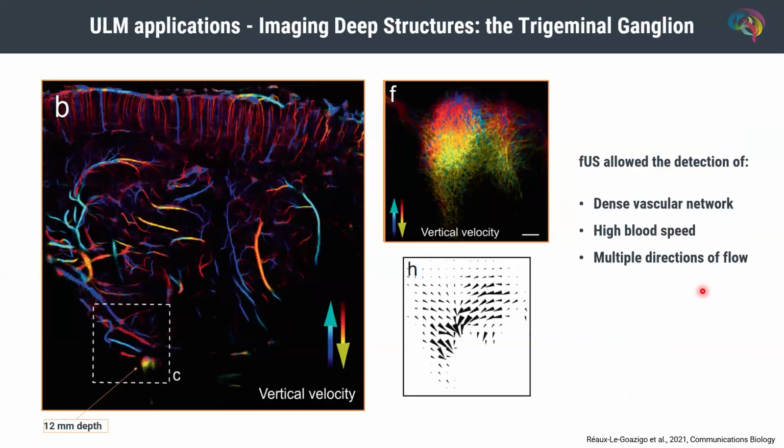Another example is this recent publication in which researchers imaged the trigeminal ganglion, which is a small and deeply located structure, in this case of a rat at 12 millimeters of depth. And because of this, prior to this study, the trigeminal ganglion microvasculature was only described ex vivo. While here the authors, in the context of neuropathic pain, used ULM to reveal the trigeminal ganglion's intricate vascular features, including a very dense vascular network, high blood speed, and multiple directions of flow.